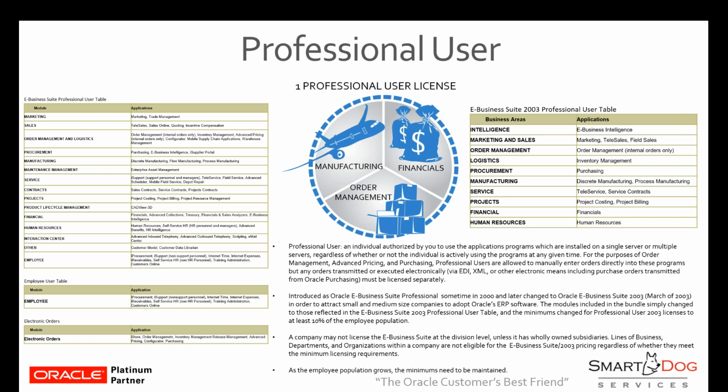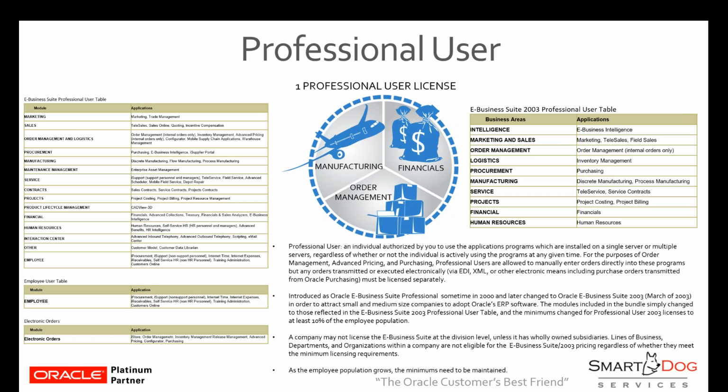So that professional user, what is it? It is an individual authorized by you to use application programs which are installed on a single server or multiple servers, regardless of whether or not that individual is actively using the programs. So it's very important, based on that license definition, to ensure that you have a good idea of what access an individual has. If people have left the company, or they've changed job roles, etc., we really want to manage that and revoke access and ensure only people who require access to the applications are gaining access, so that we're not inadvertently paying for those licenses.